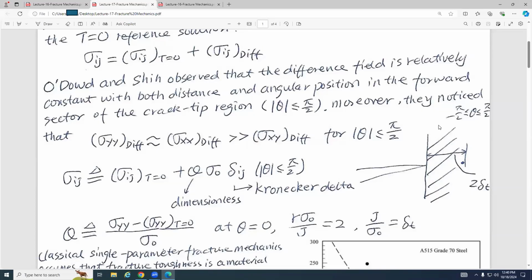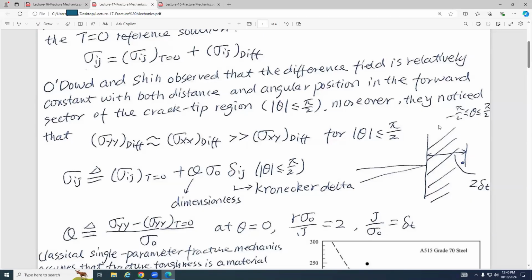This is the delta ij. If i equals j, it is 1; if i is not equal to j, it is 0. What does that mean? It means this equation is only valid for normal stress when i equals j, because you can see sigma yy and sigma xx are approximately the same, but both of them are very much larger than sigma xy.